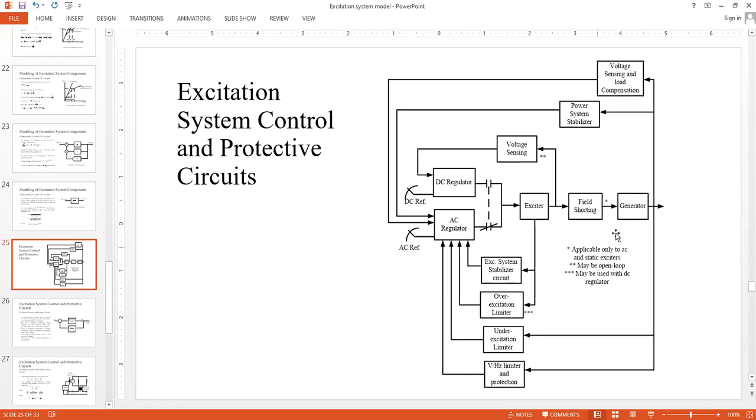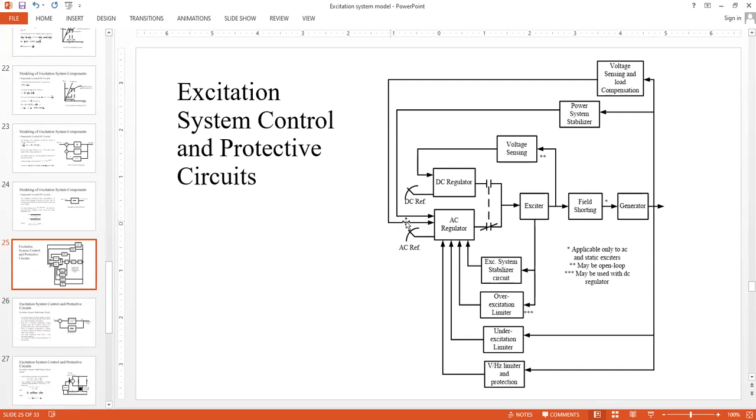So you see now this is the generator. Generator provides you the P, Q, and VT. That VT, because it is the excitation system, we are interested in VT. Extracting the information of VT is obtained here by some sensor. And as we all know, we discussed the load compensation. So you sense it, and if load compensation is required, then you apply the load compensation, and then you send the voltage signal to your AC voltage regulator.